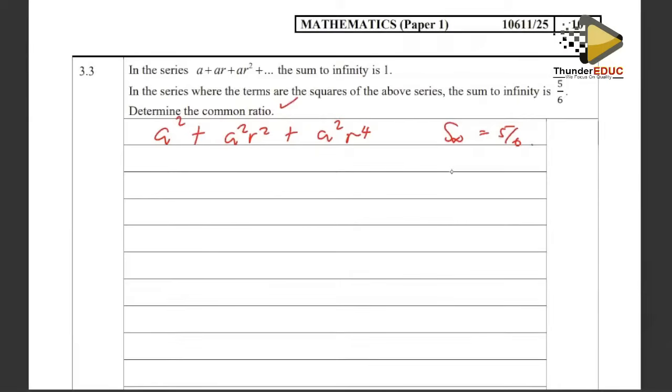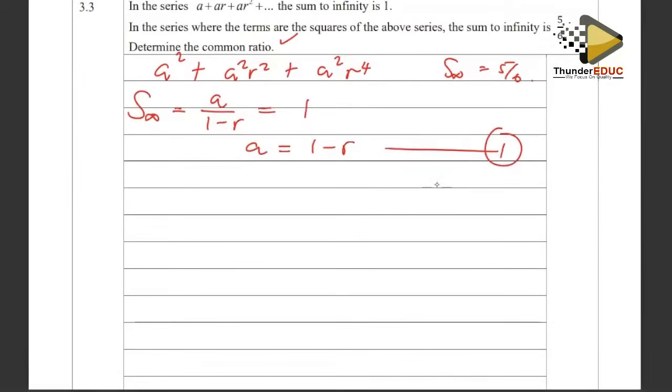Okay, so let's start by remembering that sum to infinity is given as a over 1 minus r. So with the first part, if this is equated to 1, cross multiply, meaning that a is going to be 1 minus r. Let's call that equation number 1. And then let's apply the same formula to the second series, meaning that our a squared over, okay, what's going to be the common ratio? It's going to be r squared. This must give us 5 over 6.